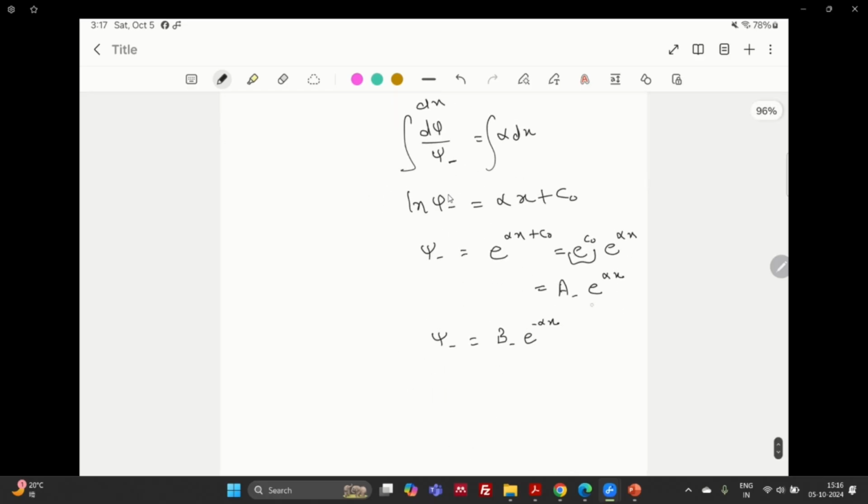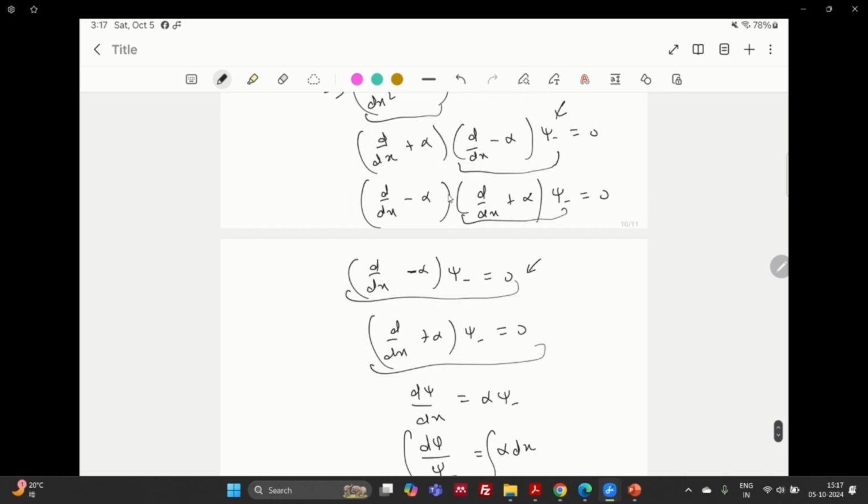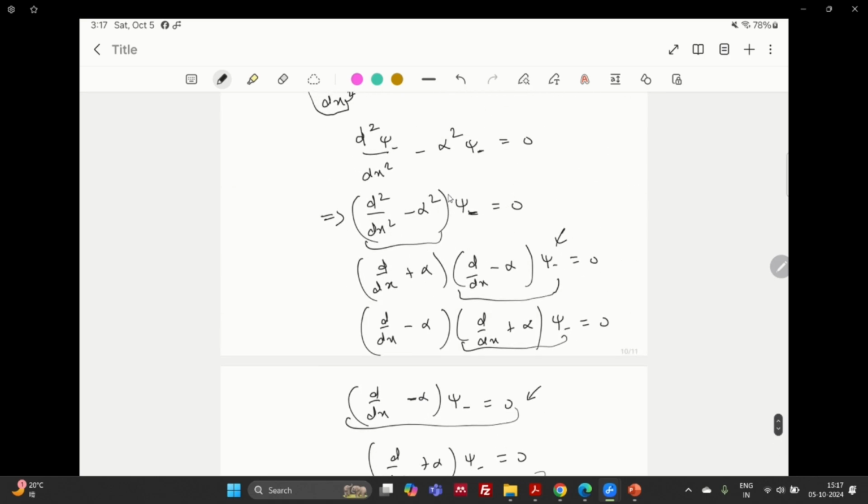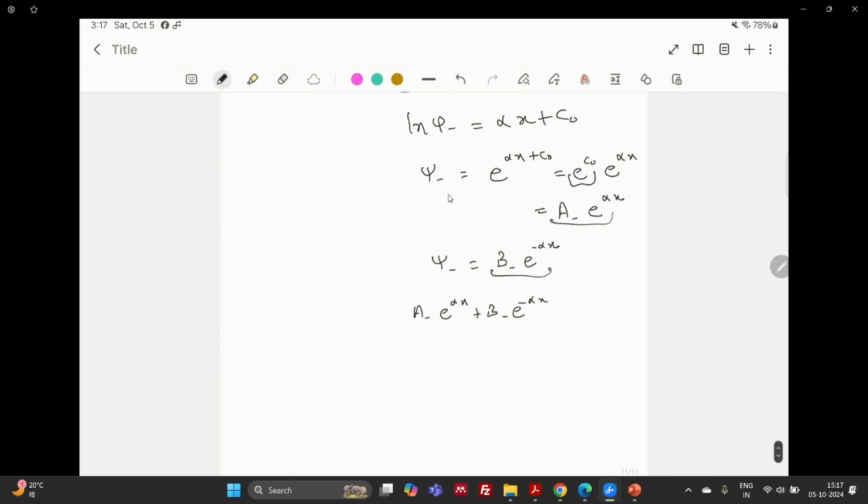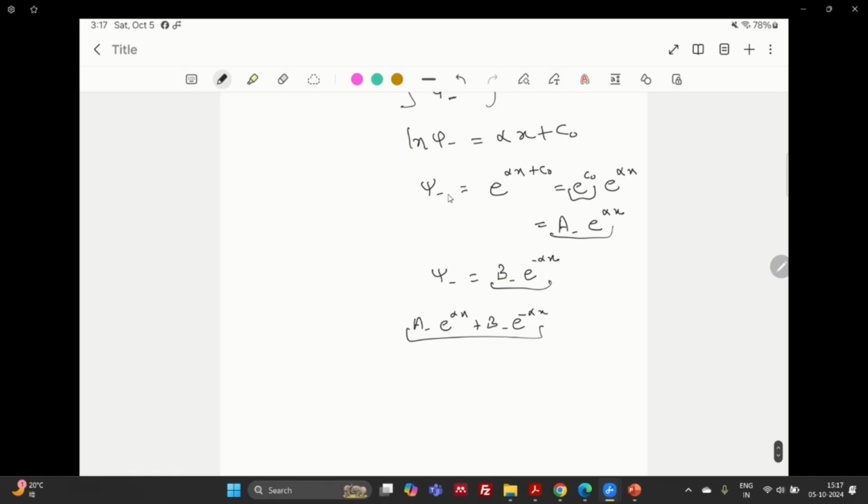Okay, in general, if this is a solution, and this is a solution, the combination of those will also be a solution of this differential equation. If psi minus equal to a minus into e to the power alpha x and b minus e to the power minus alpha x are solutions of this, you can actually check that the summation of those two will also be a solution. So in general, the most general solution of that equation is this. That's what I have written here.